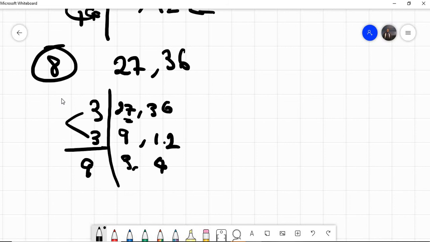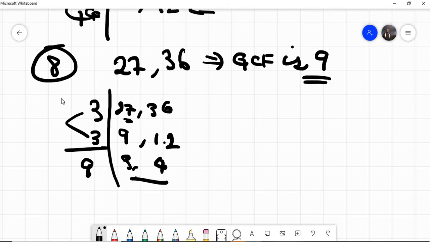And then it's 9. Therefore, our GCF is 9. Because 9 times 3 is 27, and then 9 times 4 will be 36. So we can check this, the final, we stop here, right? So 9 times 3 is 27, 9 times 4 is going to be 36. That's it.